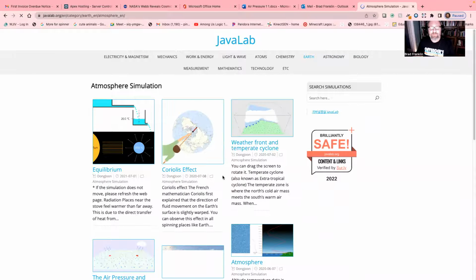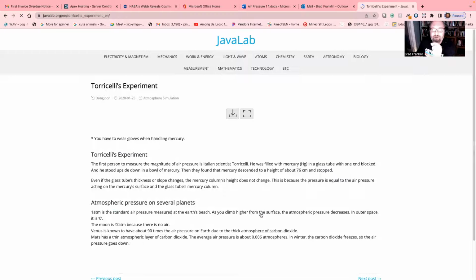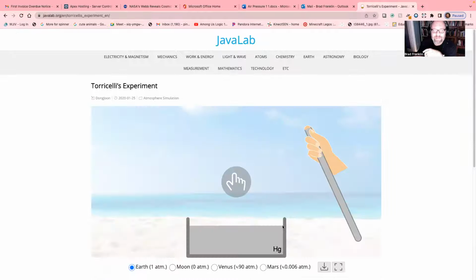These are some cool little apps for science specifically. This is Torricelli's experiment. He's the one who came up with that barometer. Torricelli was his last name. What his first name is, I'll have to find out later.